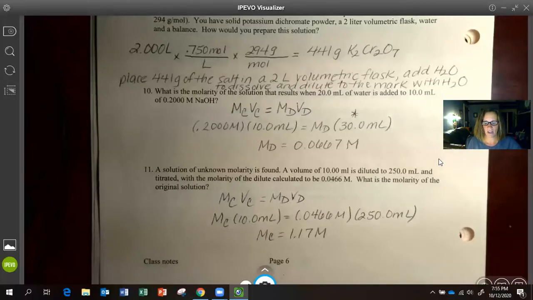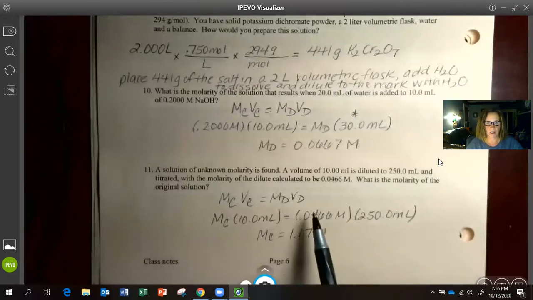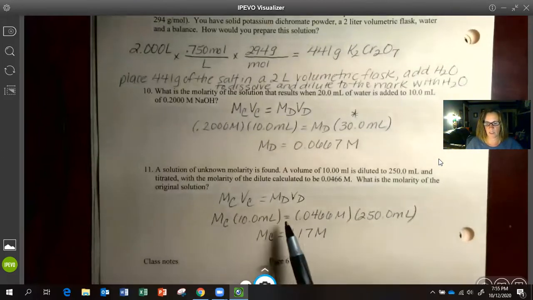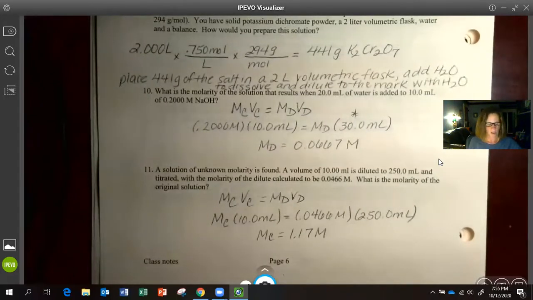So the molarity of the original sample was found to be 1.17 molar. Again, it's only important to make sure you're substituting correctly into this formula. Sometimes people ask about the units that are used here for volume. Do you have to use liters because molarity is in liters? No, it doesn't matter what volume unit you use because you could see that it's going to cancel out in this calculation. All right, let's go on then to problem number 12.